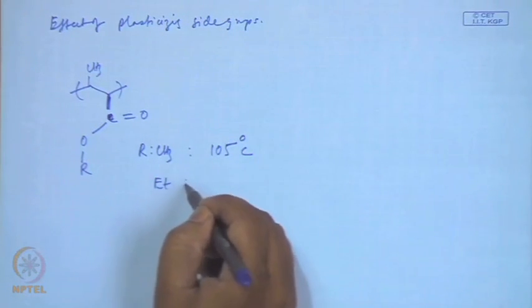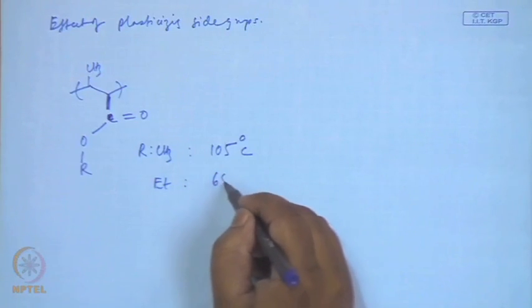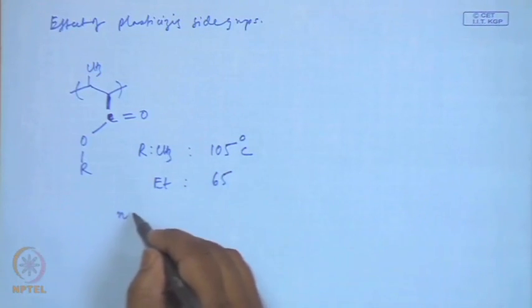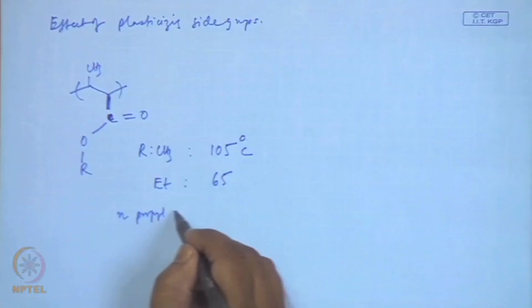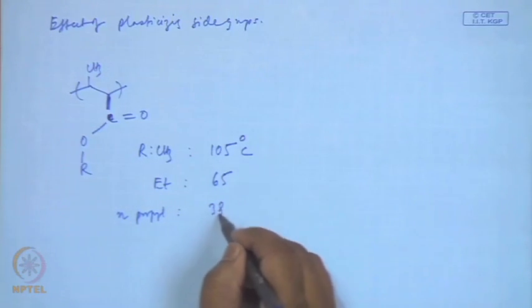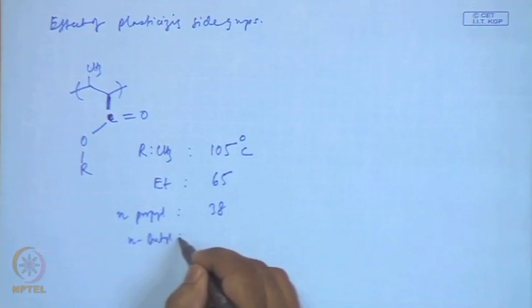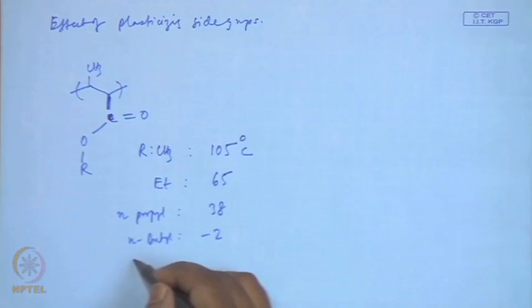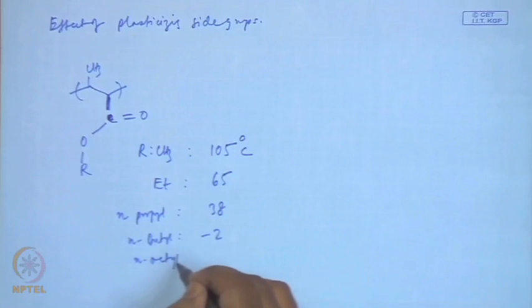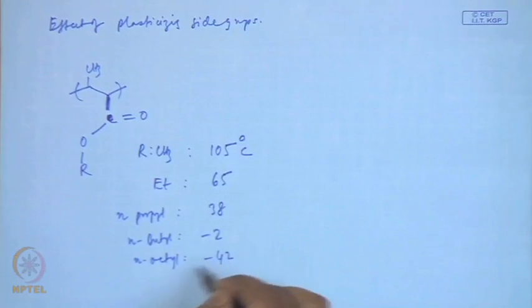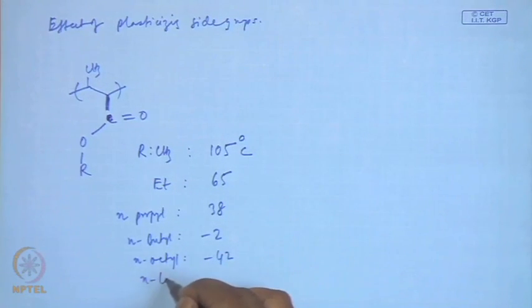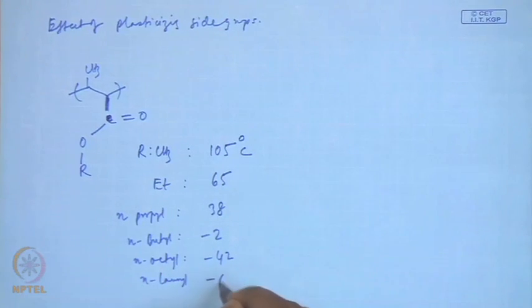If it is ethyl, 65; N propyl, 38; N butyl, -2; N octyl, -42; and in lauryl, -62 degree centigrade.